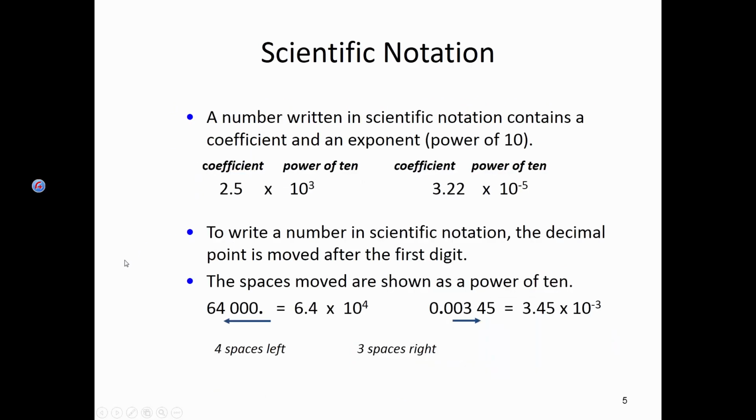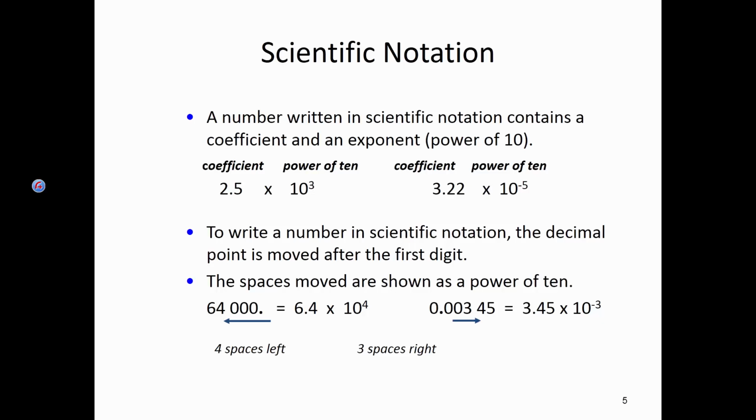To write a number in scientific notation, we need to write it as a coefficient and a power of 10. So there are 2 parts to scientific notation. The coefficient needs to be a number between 1 and 10. And the power of 10 is just 10 raised to some number.